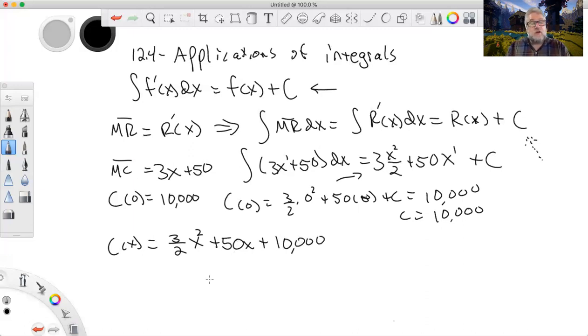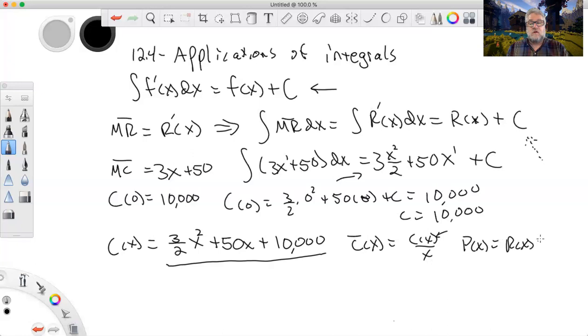Now, if I want to minimize the cost, how many units do I have to sell to minimize the cost? Or what would the average cost be? Average cost, if you remember, is the cost function over the number of units. Now I have a cost function here, so I could stick it in there to figure that out. Or if I was going to do the profit, now I know the cost function, so I'm able to plug it in and optimize the profit.